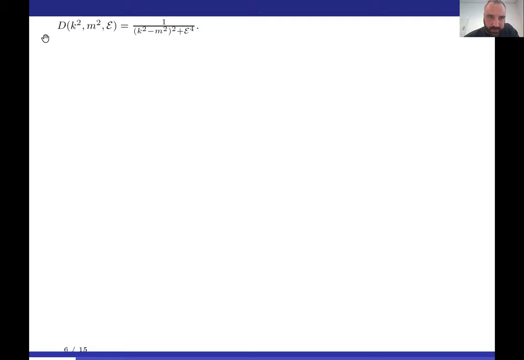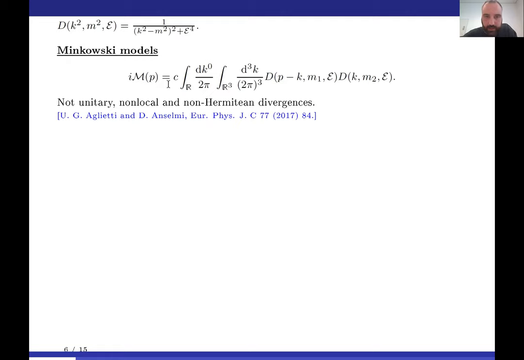So we can have Minkowski models. With this, I mean that you integrate, for example, in a one loop diagram, both the energy and the space momentum on real values. If you do so, and you have theories like this, of course, they are not unitary because they have ghosts. But in 2017, Aglietti and Anselmi also showed that this theory has non-local and non-Hermitian divergences, even if the starting theory is local and Hermitian, which is even worse than violating unitarity.